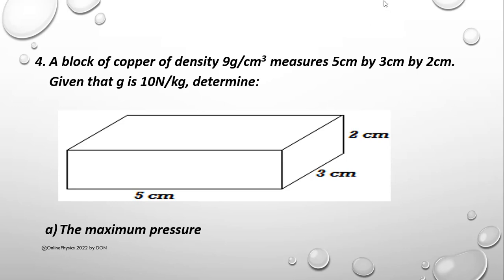Then moving on, we have another question here. This question reads, a block of copper of density 9 grams per cubic centimeter measures 5 centimeters by 3 centimeters by 2 centimeters. Given that g is 10 newtons per kilogram, determine the maximum pressure. So look at the block there. We have the block of measurements 5 centimeters by 3 by 2.